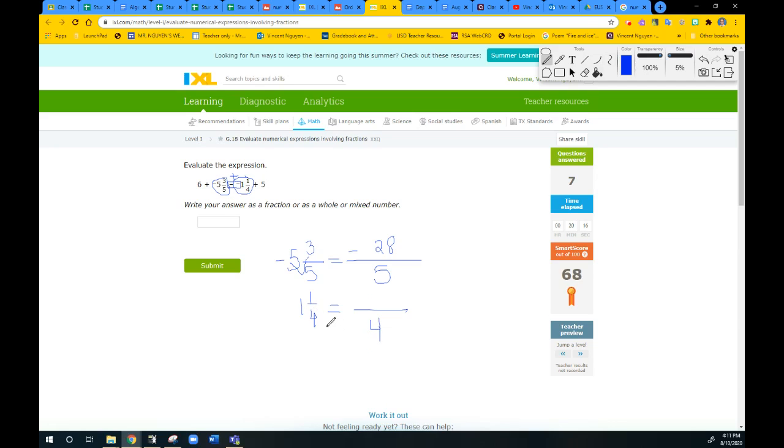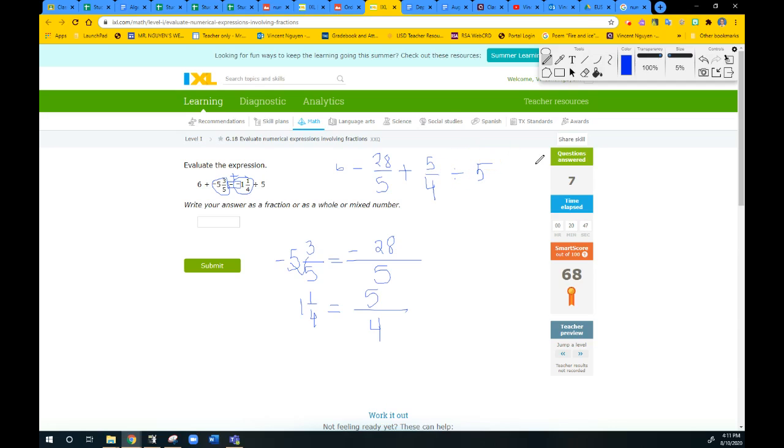1 times 4, the fraction needs to be there, the denominator. 1 times 4 is 4. 4 plus 1 is 5, so it's 5/4. Okay, so I put those numbers in there. I got 6 plus or minus 28/5, and then plus 5/4, and then divide by 5.